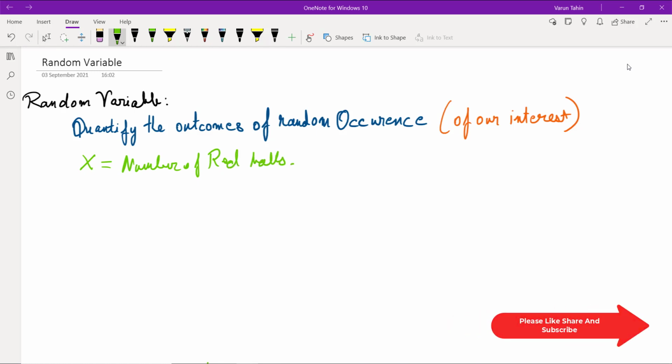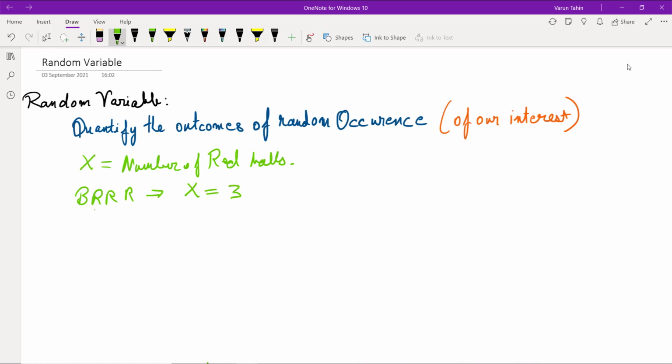Now let me take some examples and show you what it exactly means. Let's say that I have 1 blue and 3 red balls. So here x is equal to 3, because we are taking x as the number of red balls and the number of occurrences in this scenario is 3. So x will be 3. Similarly, if 2 blue balls and 2 red balls are there, then x will be equal to 2. So this will be our random variable, which is of our interest.